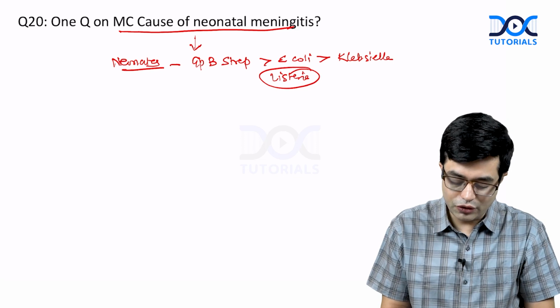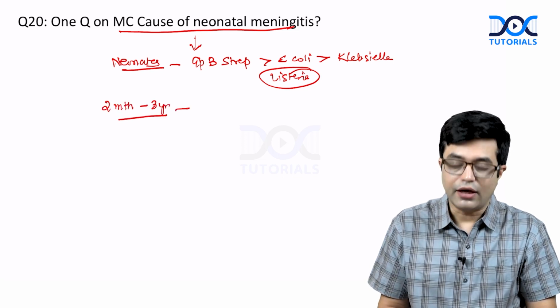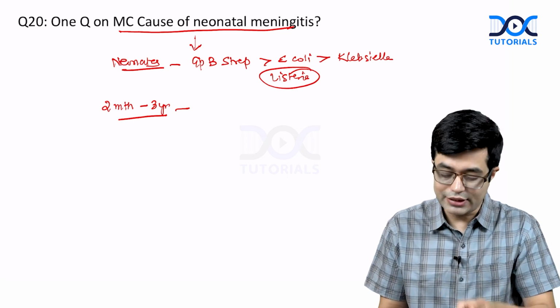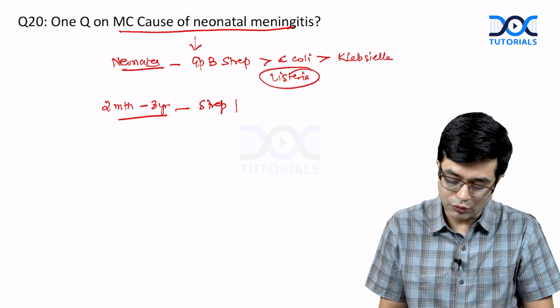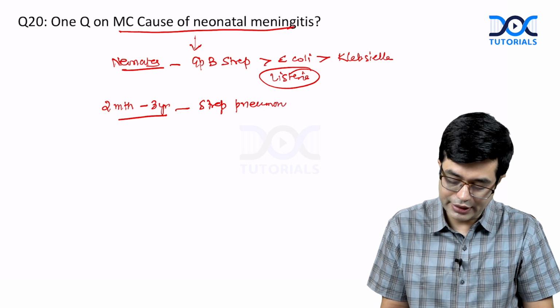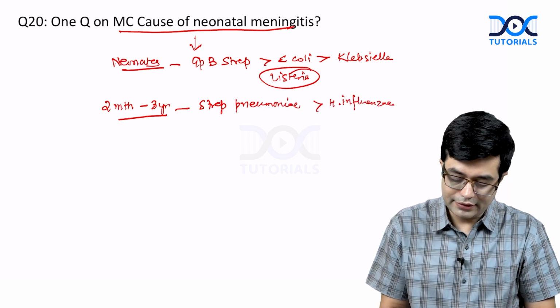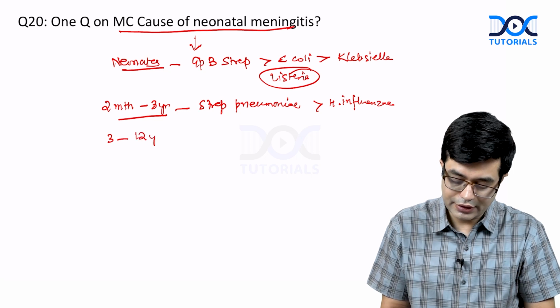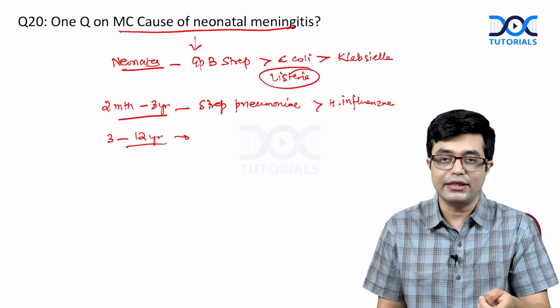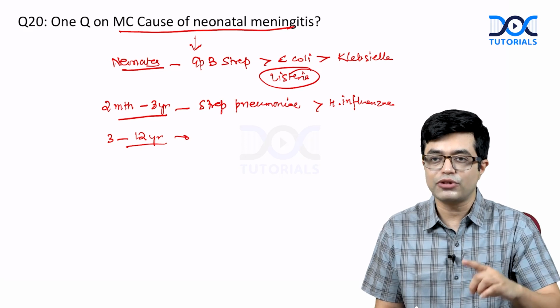In the age group of 2 months to 3 years, earlier it used to be H. influenzae. Now it is Streptococcus pneumoniae followed by H. influenzae. Then 3 years to 12 years. Earlier it used to be Neisseria meningitidis. Some of the microbiology textbooks still talk about it.